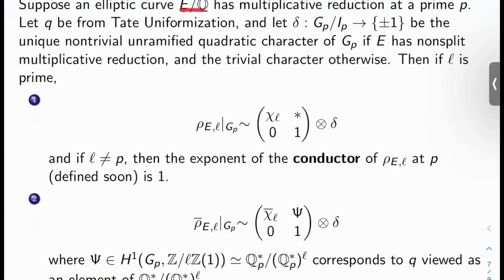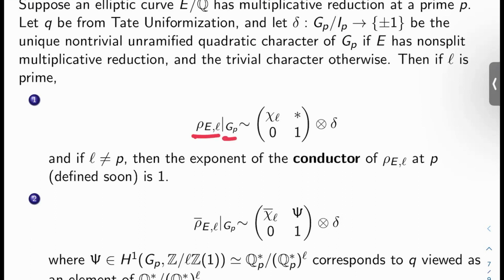Suppose an elliptic curve E over Q has multiplicative reduction at a prime P. Let Q be attached to E as per Tate uniformization, and let delta from GP mod IP to plus or minus 1 be the unique non-trivial unramified quadratic character of GP if E has non-split multiplicative reduction at P, and the trivial character otherwise. So if we have split multiplicative reduction at P, then if L is any prime, two things are true.